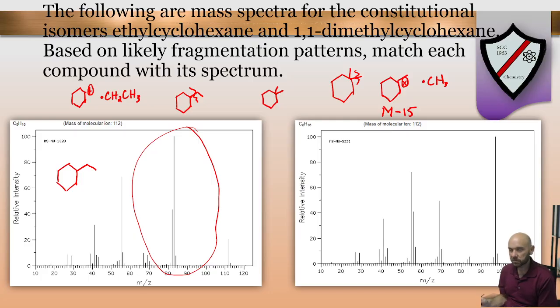A peak of M minus 15 would show at 112 minus 15, which would be 97. And we do see a base peak of 97 in this molecule here. So it makes sense for this to have given us a big prominent peak and base peak at 97 for that molecule, and that is what we see in this case here. So we're assuming that this is the 1,1-dimethyl cyclohexane mass spectra.